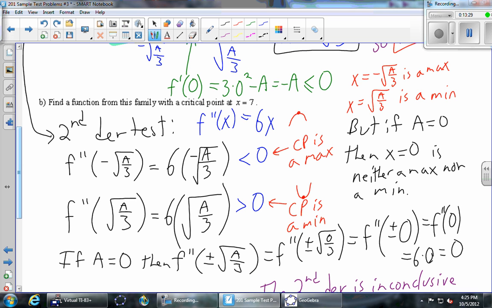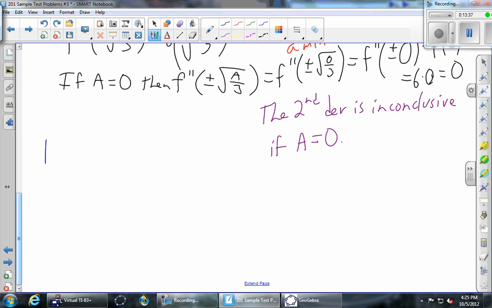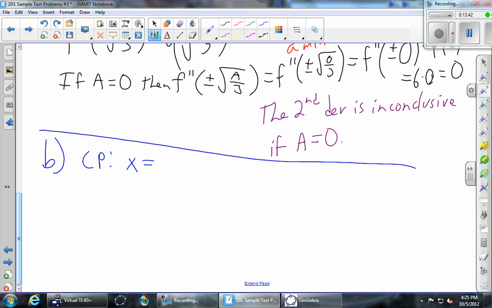Find a function from this family with a critical point at x equals 7. All right, so we know our formula for the critical point, so this is now part B. The critical point we've already figured out is x is plus or minus root a over 3. I'm looking for a critical point to happen at 7. 7 equals plus or minus radical a over 3. Okay, the square root always gives you an output that is positive, and there's no way to get 7 from the negative part here, so we're just going to scratch that off. And now solve this equation for a, and we will be done.